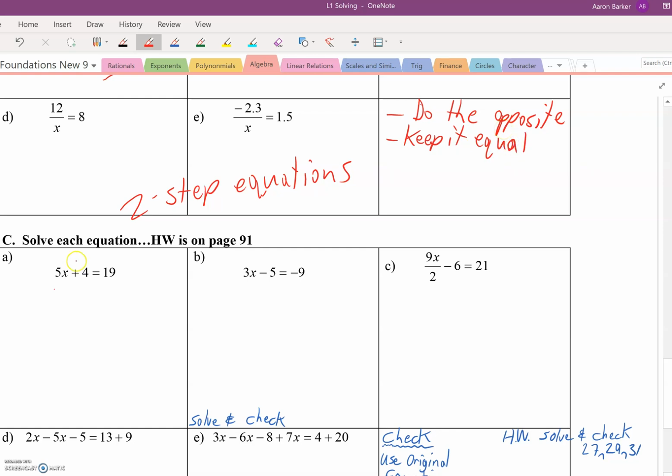All right, so you have to do the opposite of the operation you see. Here is a plus 4. The opposite operation of positive is a minus. So if we have a plus, then we do a subtraction. If we have subtraction, we do an addition. If we have a multiplication, we do a division. And if we have a division, then we're going to do a multiplication.